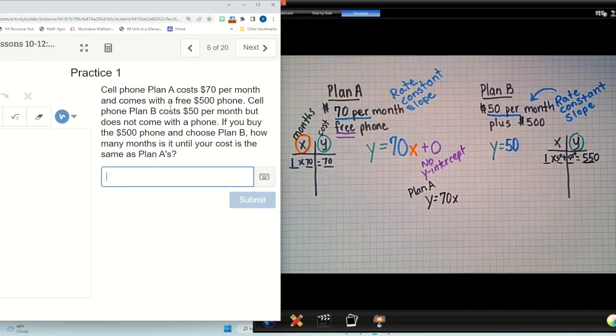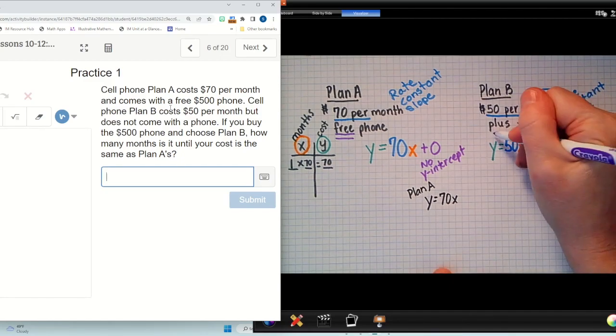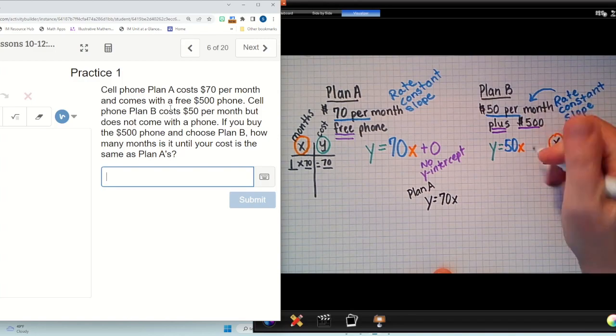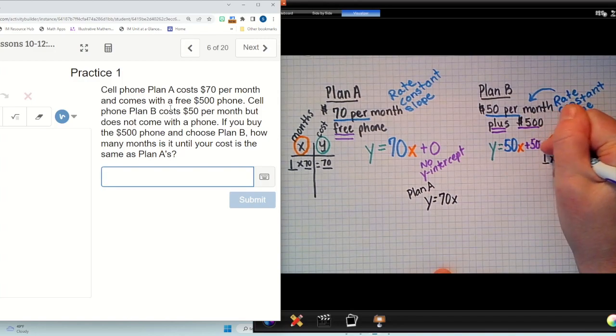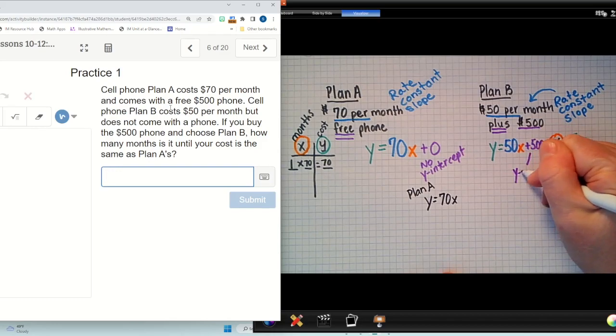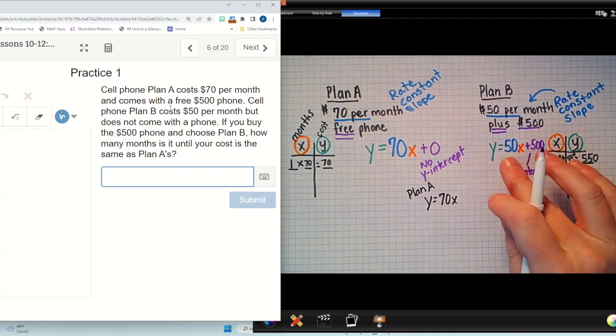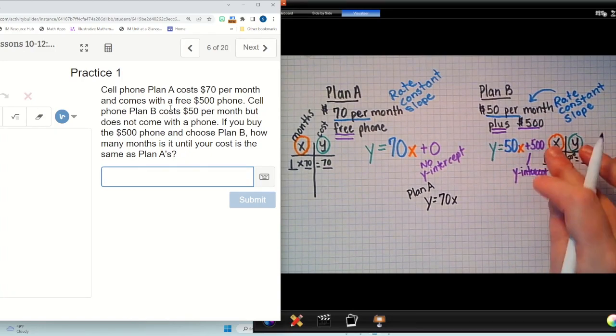And then there's my x, which I'm still trying to figure out, my number of months, right? That's my months. I don't know how many months it's going to be until the cost is the same. But now I have this extra. This is my y-intercept, plus 500, okay? This is what I'm paying to walk in the door before I even start. So my graph is going to start at 500. 50 times some number of months plus the 500.